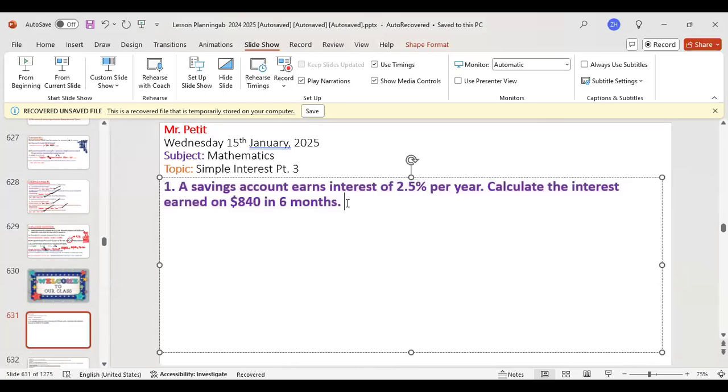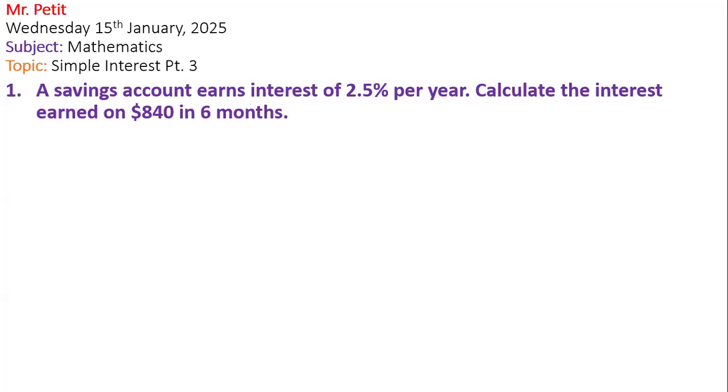But this is what the questions say, right? It's a past paper. I didn't make this question up. It literally says a savings account earns interest of 2.5% per year. Calculate the interest earned on $840 in 6 months.